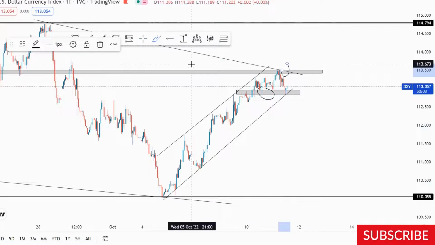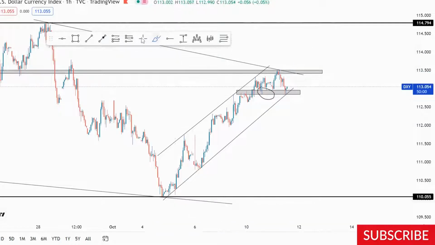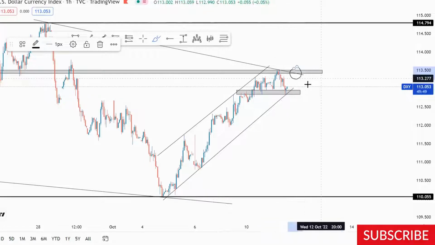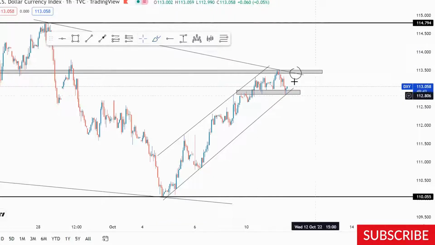So a breakout above that trend line and that resistance will confirm the buys. But if we have the market rejecting that level, that's when you're going to start looking for sells. However, if you miss out on the sell here, you're not late, guys. Don't worry. You can also sell at the break of this support level here. So this is what I see on the DXY.